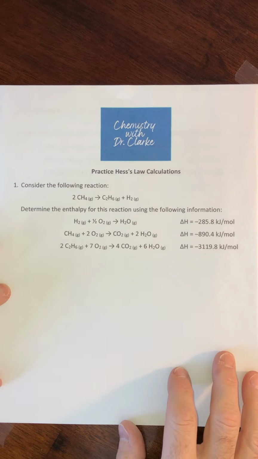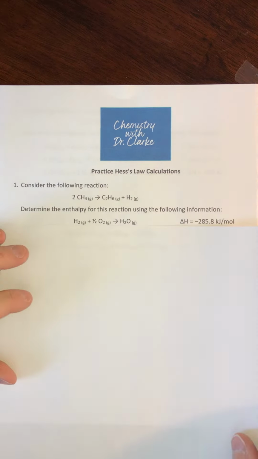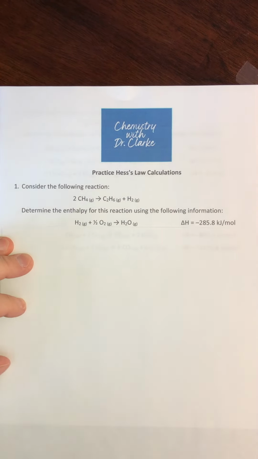In this video we're going to talk about using Hess's law to calculate the heat associated with a chemical reaction. Okay, so I have a few examples here, but there are a few background rules that I think we should probably cover first. So let's say that we start with this first given reaction.